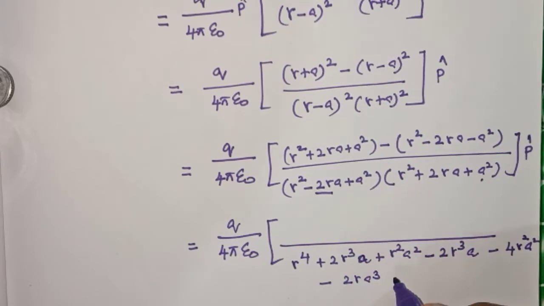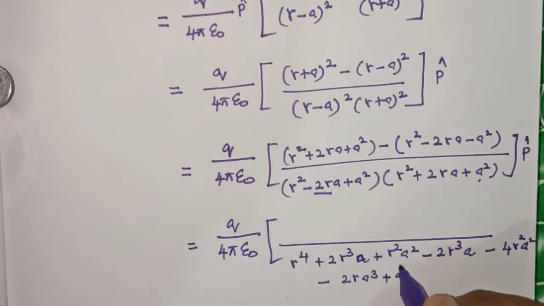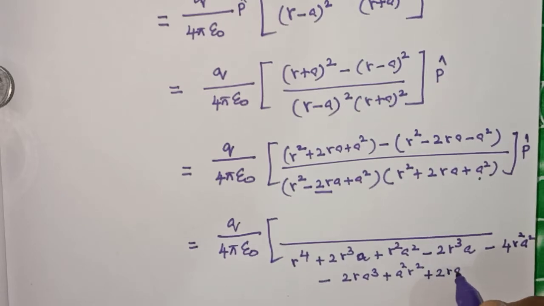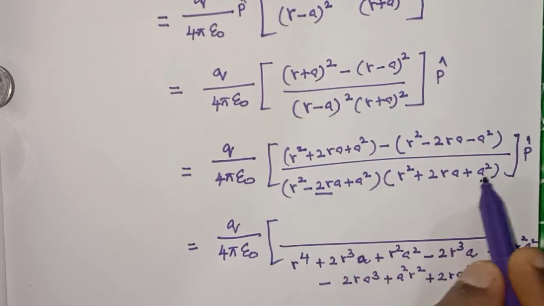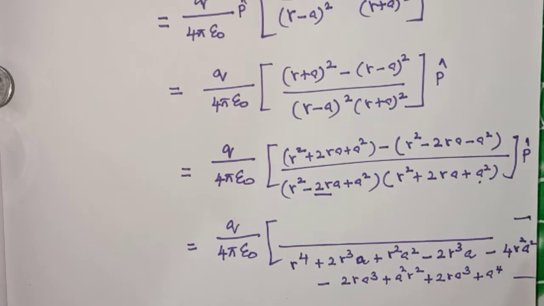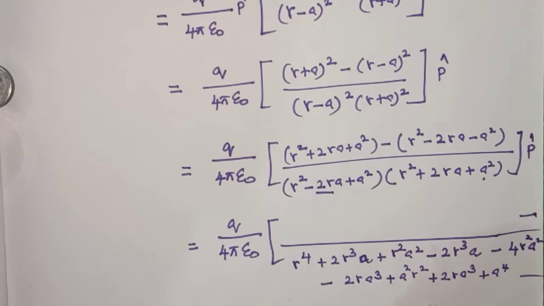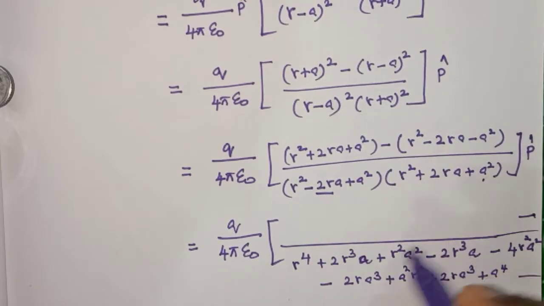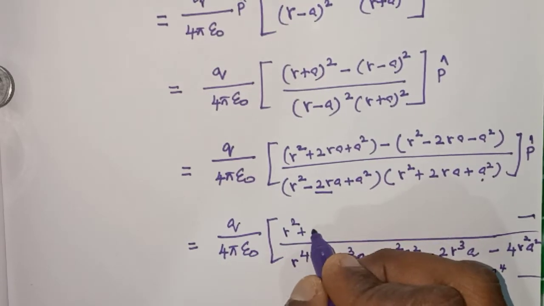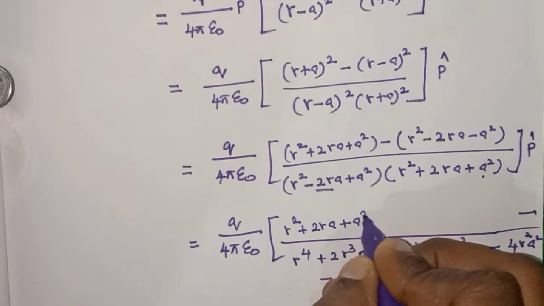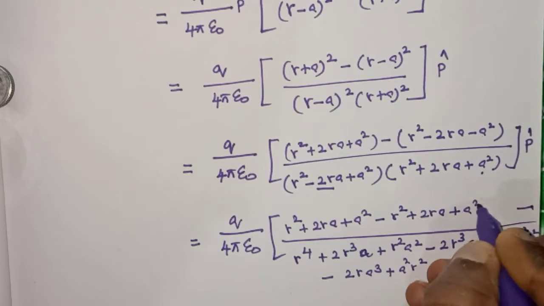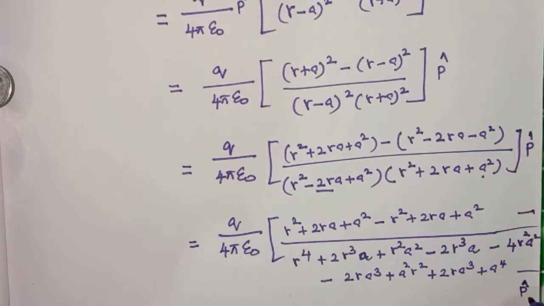Next, a square into r square, plus a square r square, this value, plus 2ra cube, this value, a square into a square, a power 4. This is what? Denominator. In the numerator, I am going to write, taking this minus inside the bracket, r square plus 2ra plus a square minus (r square plus 2ra plus a square) into the unit vector p cap.